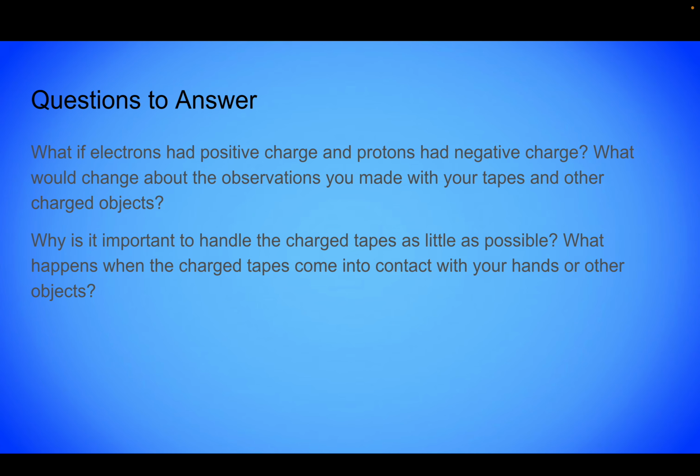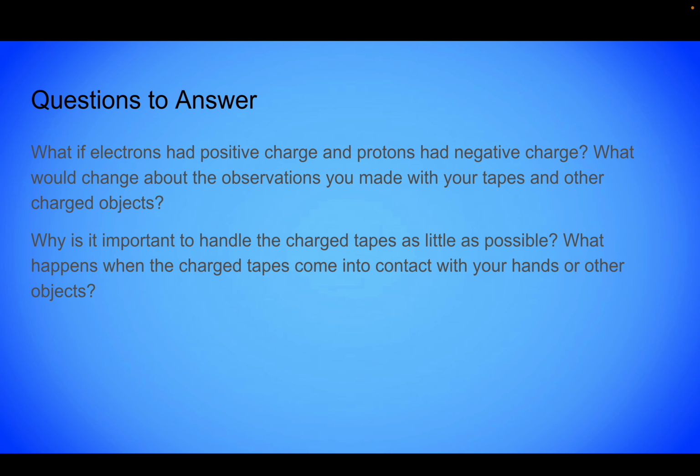Finally, there were two key questions that we had to ask ourselves and explain in the lab. The first is, what if electrons had positive charge and protons had negative charge? What would change about the observations you made with your tapes and other charged objects? The answer to this is absolutely nothing, because a proton is not inherently negatively or positively charged. We as humans have created the system of identifying electrons as negative and protons as positive. So just switching the signs would not change anything. It would still be the same.